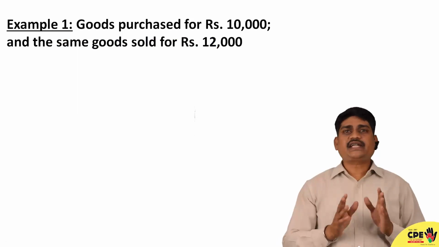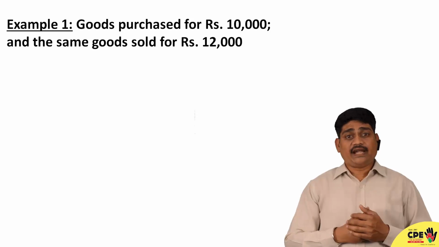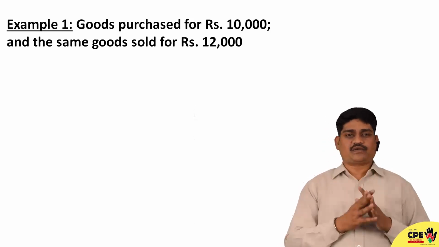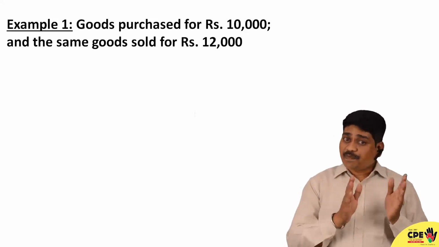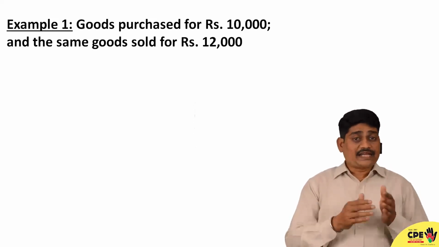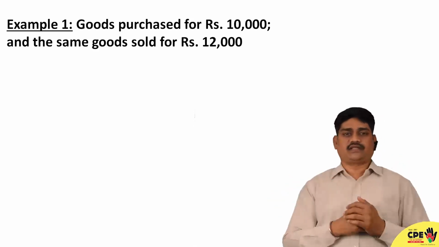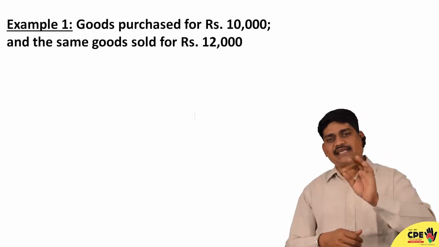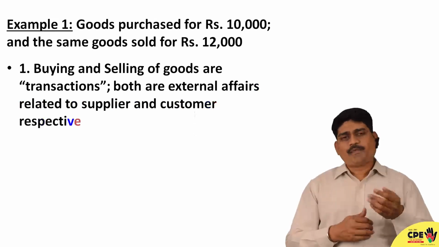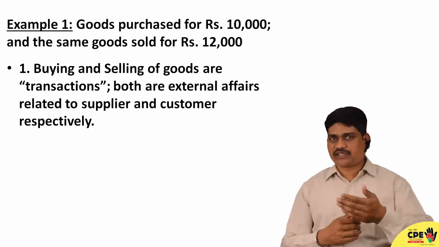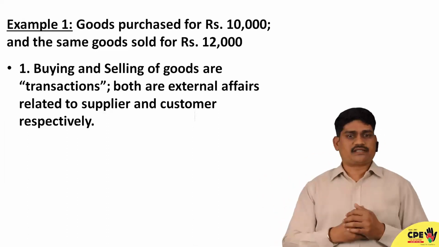Goods purchased for 10,000 rupees and the same goods sold for 12,000. I just explained this now. Goods purchased for 10,000, and the same goods we bought were sold for 12,000. So here buying and selling of goods are transactions. Both are external: buying from our supplier or manufacturer, and selling to our customer. These external affairs are known as transactions.